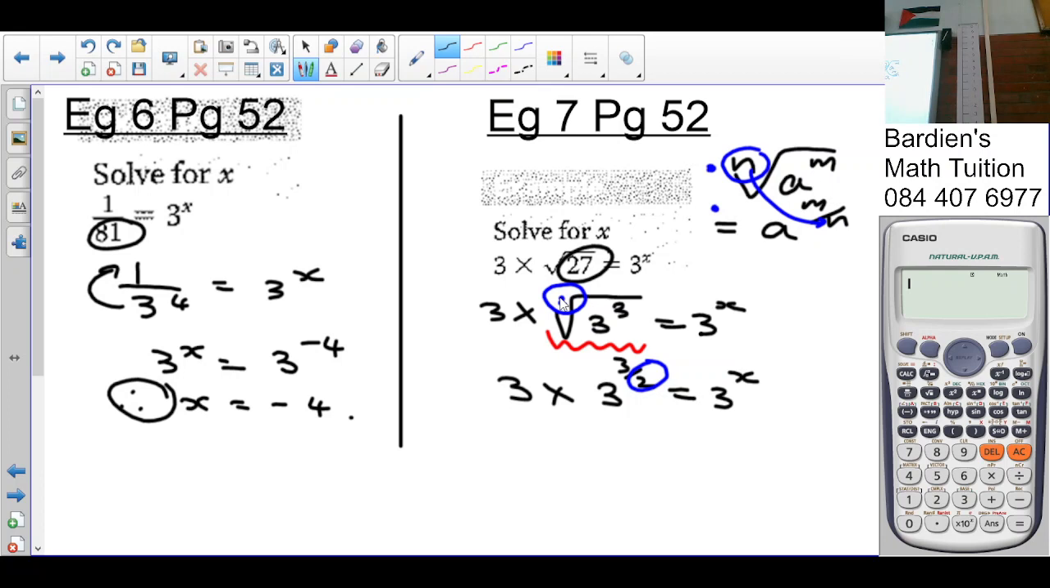Now what do we do? When we're multiplying and the bases are the same, we add exponents. What's the exponent on this 3? 1. So let's add 1 plus 3 over 2. What's 1 plus 3 over 2? 5 over 2, or 2.5. Not so? So in conclusion, we can say therefore, x is equal to?